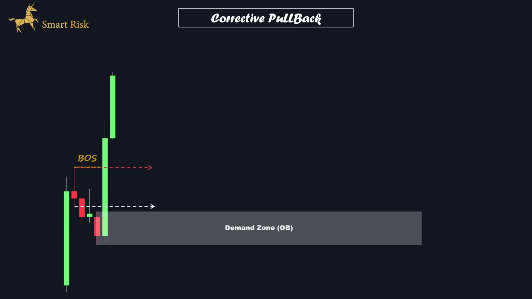In the corrective pullback model, as we mentioned earlier, price forms several internal structures with multiple smaller candles until it reaches our identified point of interest. Despite the aggressive pullback, we consider entering the market when price reaches our identified demand or supply zone. For doing that, we can use smart money concepts' various entry models, like aggressive or conservative entry model.